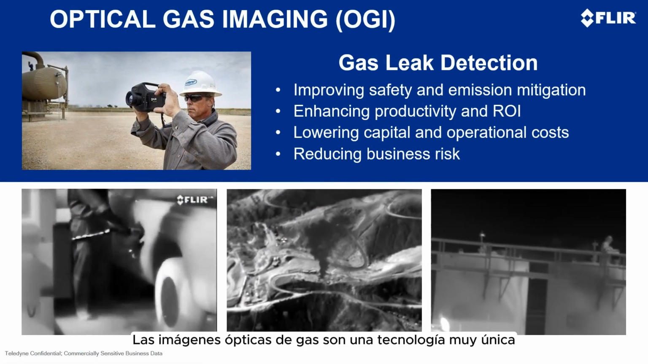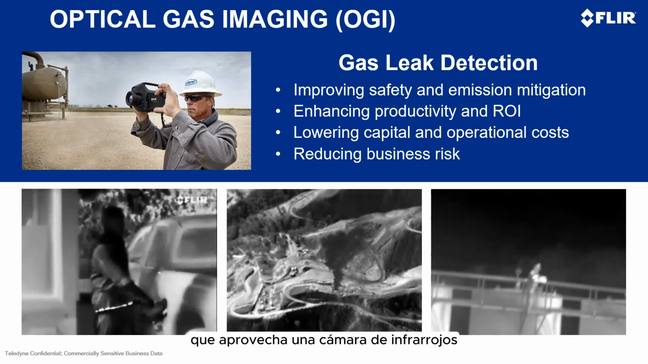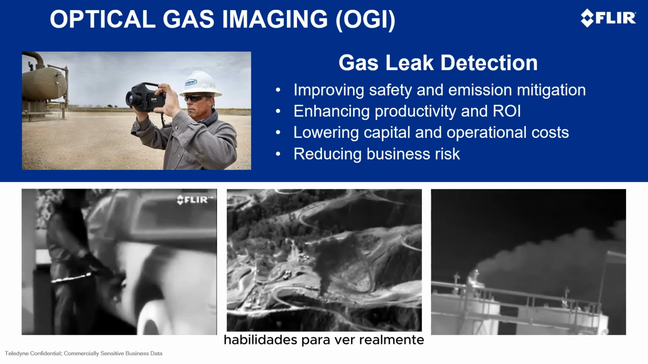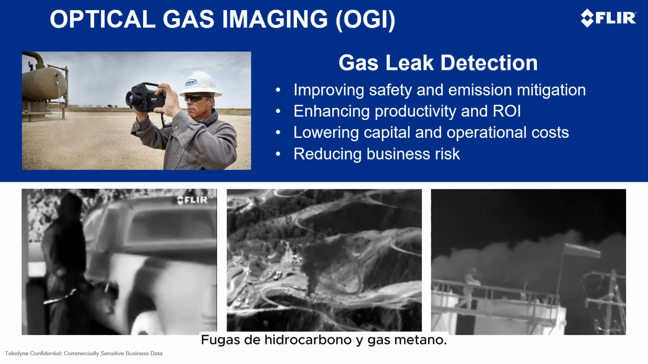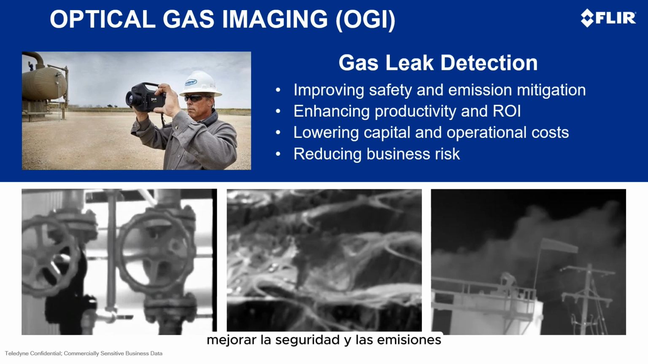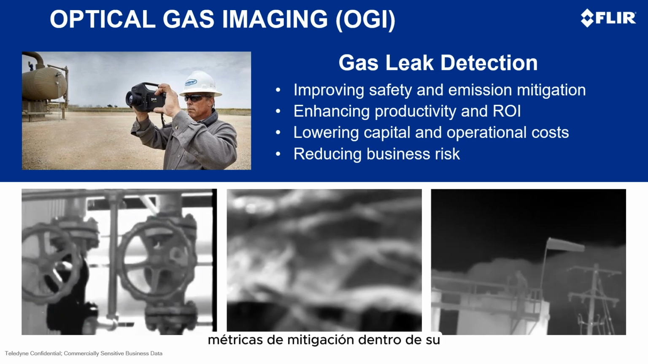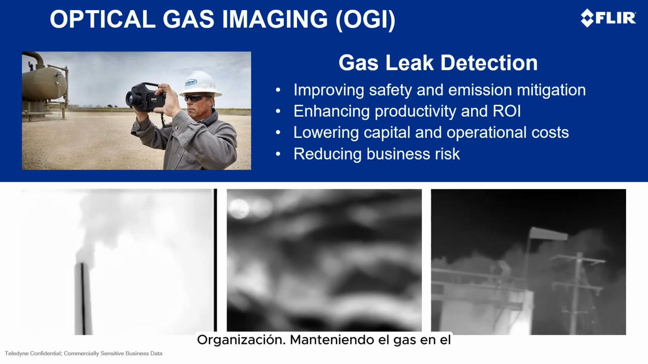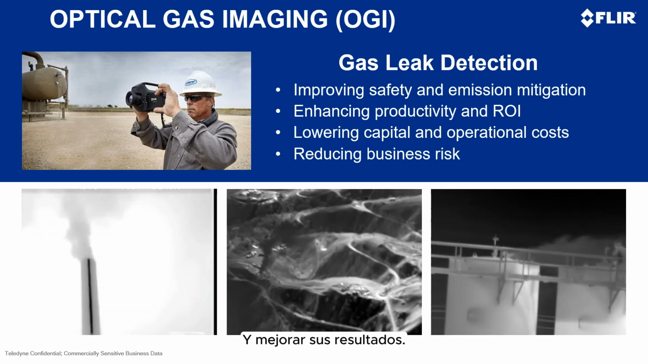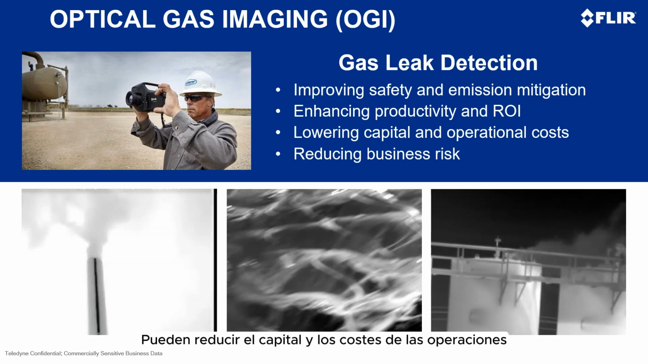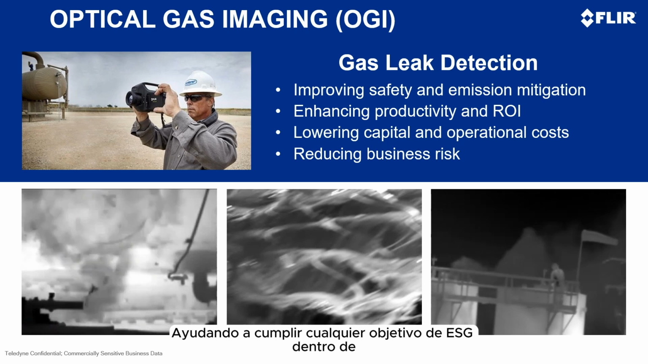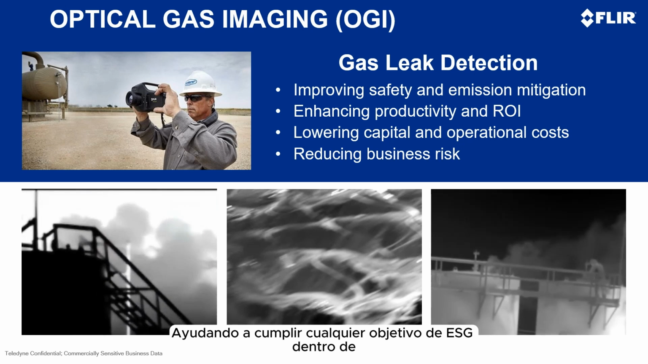Optical gas imaging is a very unique technology that leverages an infrared camera and gives an operator the ability to actually see hydrocarbon and methane gas leaks. This leak detection technology allows them to improve safety and emissions mitigation metrics within their organization. By keeping gas in the pipelines, they can enhance productivity and improve their bottom line. They can lower capital and operational costs and reduce business risks by helping to meet any ESG goals within their organization.